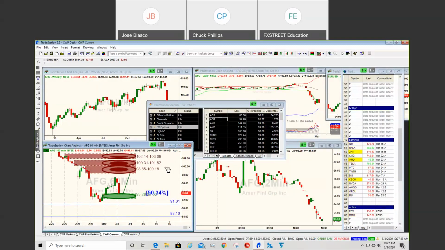We got like 3 minutes left. If anybody has any specific questions, I'd be happy to answer them. Like I said, there's a lot to cover, and this is just an overview. Just a quick idea of what's possible with credit spreads.